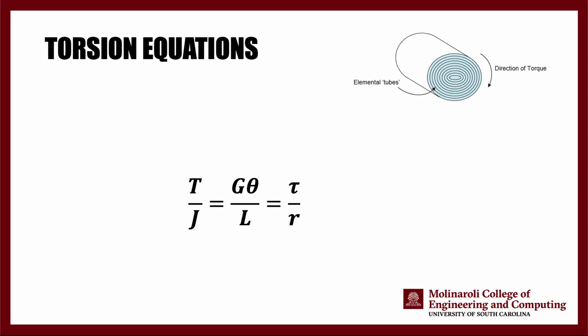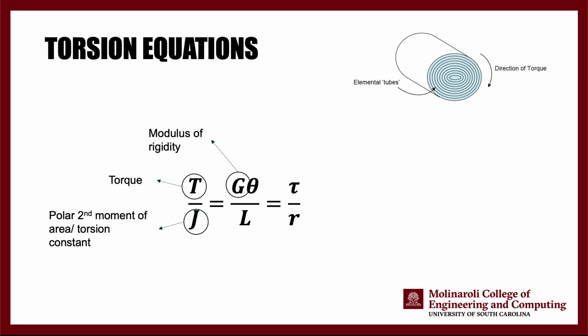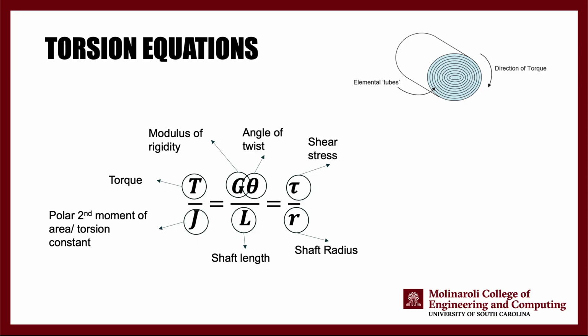Okay. And the equation for torsion is pretty simple. We have T, which is the torque that you're applying, divided by J, which is the polar second moment of area or the polar moment of inertia, multiplied by the modulus of rigidity, which is essentially the counterpart to modulus of elasticity in angular deflection scenarios. Then the angle of twist, which is the amount of angular deflection that we'll see, divided by the length of the beam. This is also equal to shear stress divided by the radius of the beam.